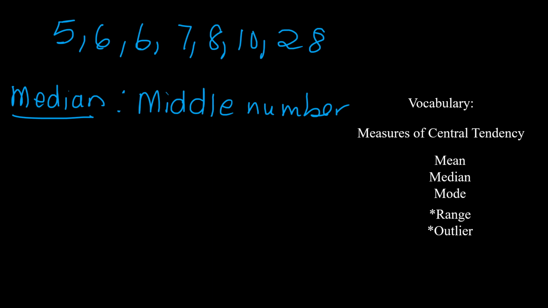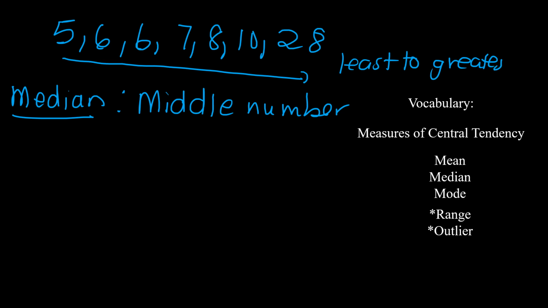Okay, so if you take this, for instance, the way that we will do that is to arrange them in ascending order. Okay, so from least to greatest. Then figure out which number is in the middle. So let's take this one. If we were trying to figure out which one was in the middle, we'd pair them up on the ends until we got to the middle.